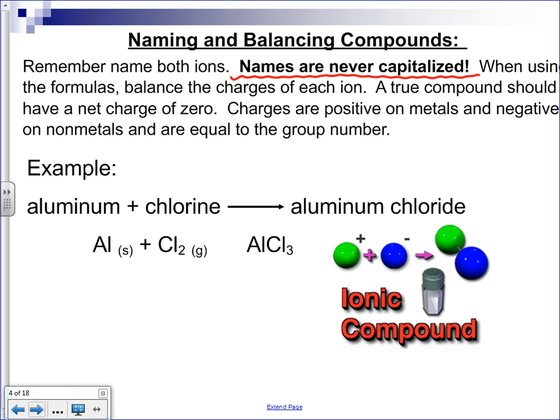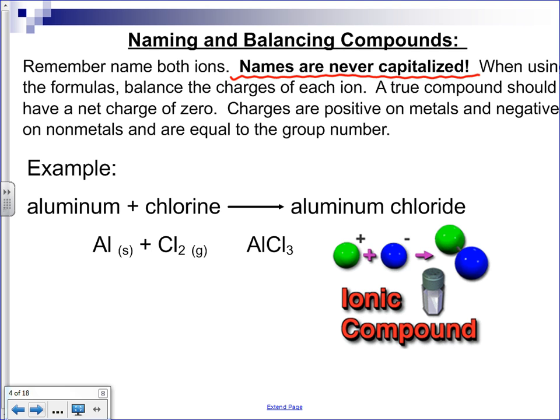Sodium gave up an electron and had a charge of positive 1. Chlorine gained an electron and had a charge of negative 1. Did those cancel each other out? Yes. So that's what always has to happen in an ionic compound: your charges have to add up to 0. That's why you do the drop and swap. You guys remember that from Science 9? The drop and swap makes sure that that always happens without you having to do any math. So it's a nice little trick.